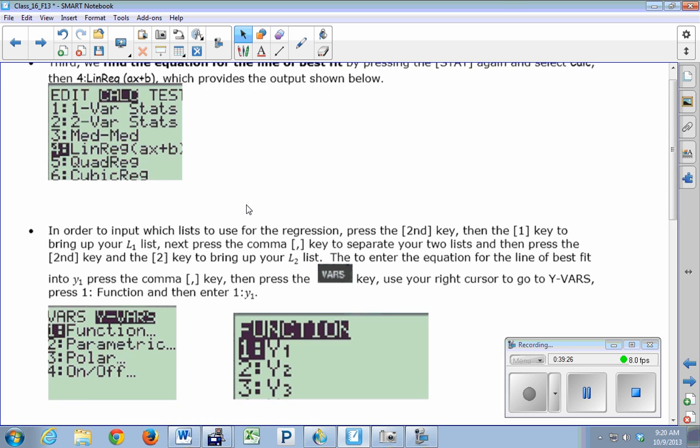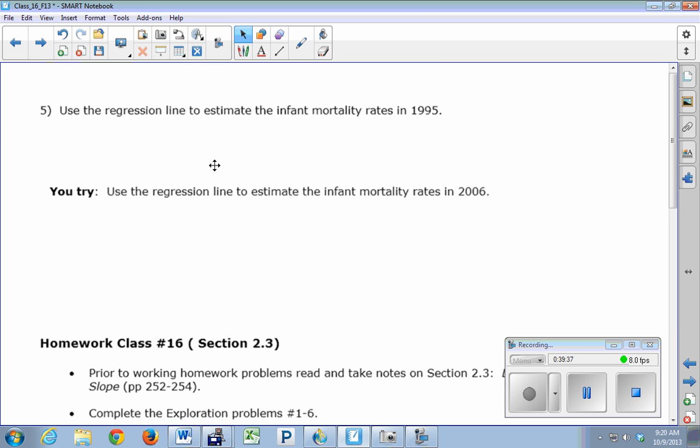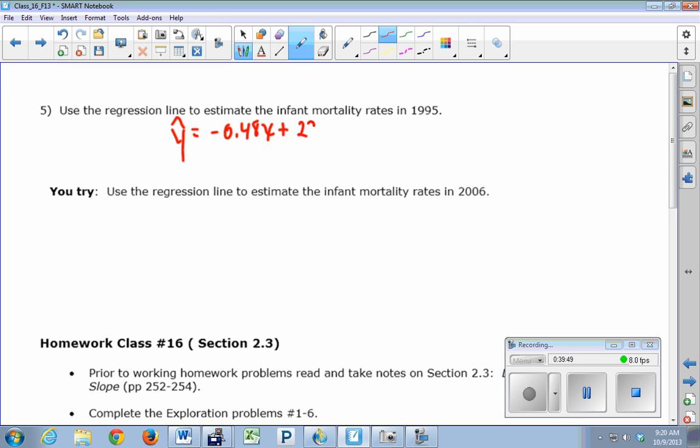So what is our regression line? Here it is right here. Y hat equals negative 0.48x plus 29.4. So we're going to use that line. Y hat equals negative 0.48x plus, what was it? Do you have it right in front of you? 29.4, so I don't have to go back. That's a 0, can't be a 6. Okay, negative 0.48x plus 29.4. That's our line of best fit, the equation for our line of best fit.